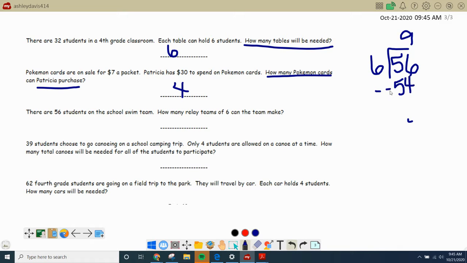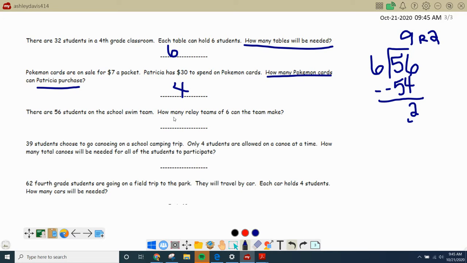54. So 56 minus 54 is 2. So that's our remainder. So let's think about this. This is how many total kids we had. We're dividing them into teams of 6. We are able to get 9 teams with 2 students not on a team.